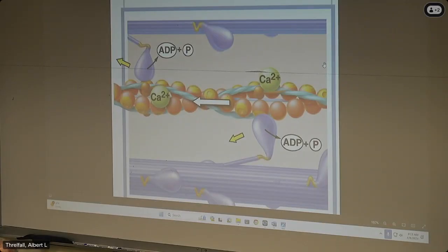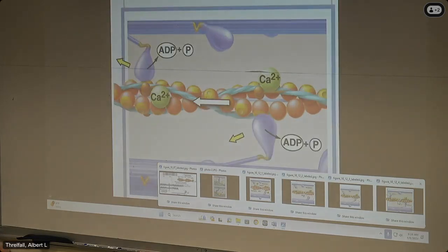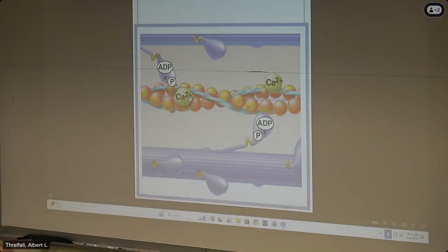Also look at the angle through the neck. There's picture 3. The heads have just bound actin. Cross bridges are formed, but the heads still have the ADP and the phosphate. As we go to picture number 4, look, the ADP and the phosphate's being released. Look at the angle of the neck change. This is almost a linear, almost a straight line right here through the neck. In other words, up here.